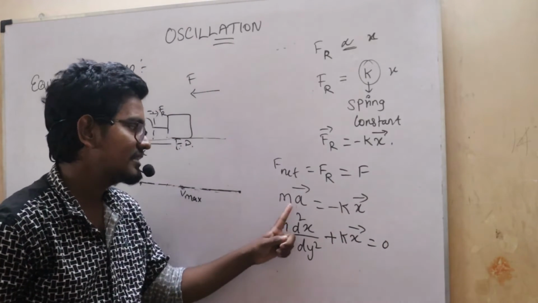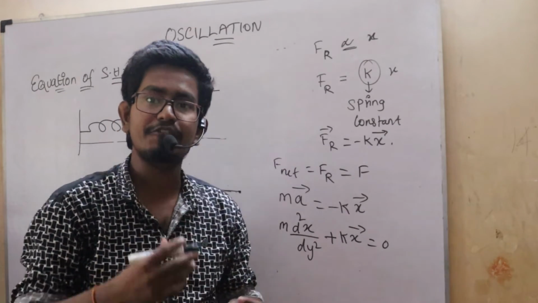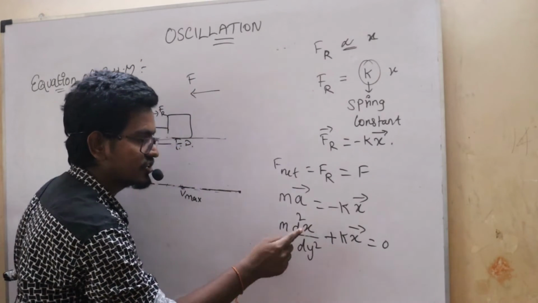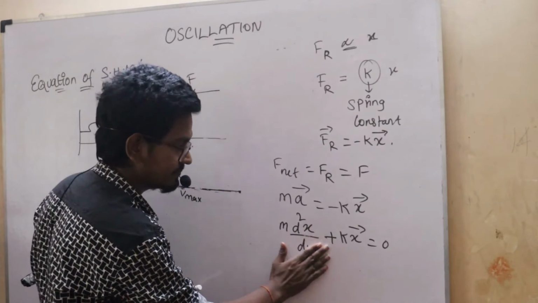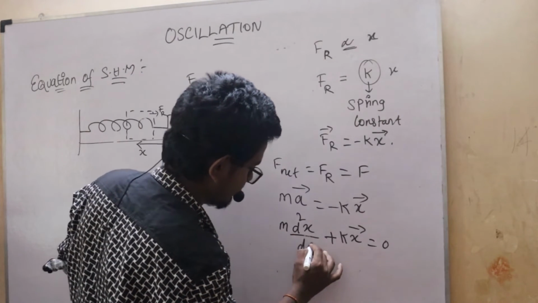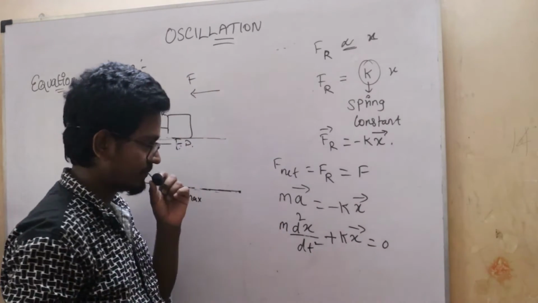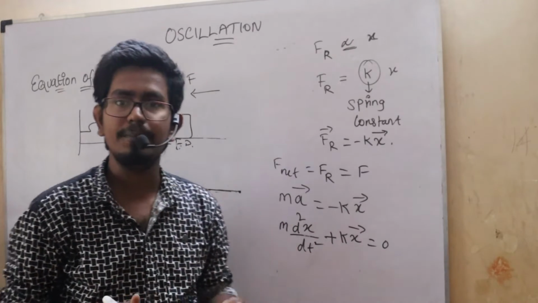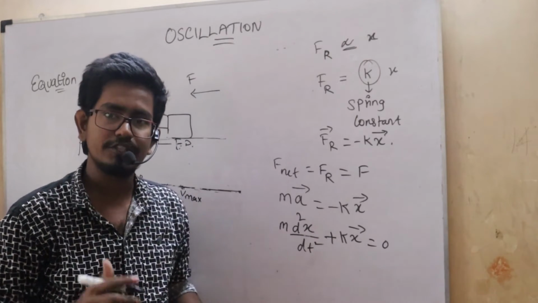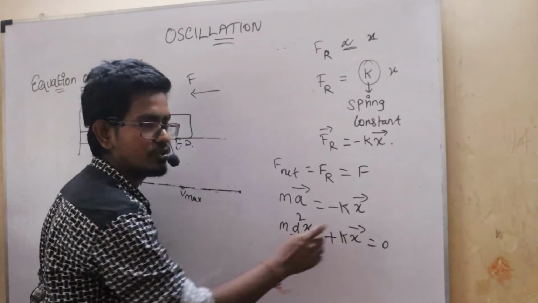You can see here, instead of a, I am writing m in differential form. What is the differential form? If I differentiate the position two times with respect to time, it is d square x upon dt square. So m into d square x upon dt square, if I differentiate x with respect to time two times, then it will be acceleration. So d square x upon dt square plus K x is equal to 0.